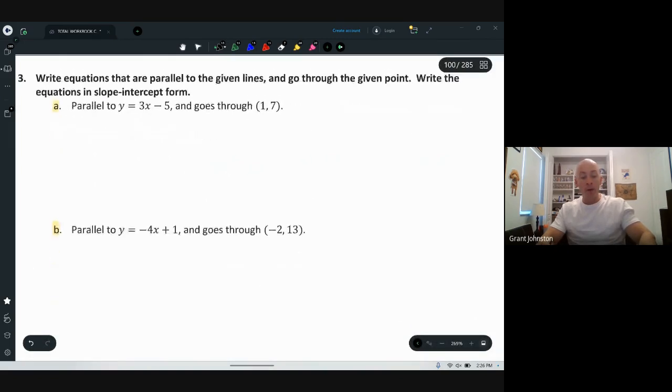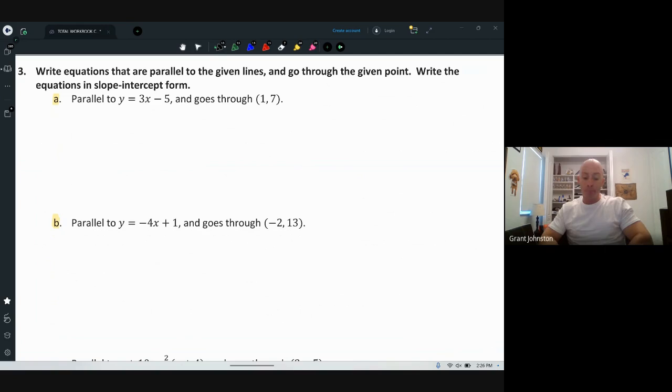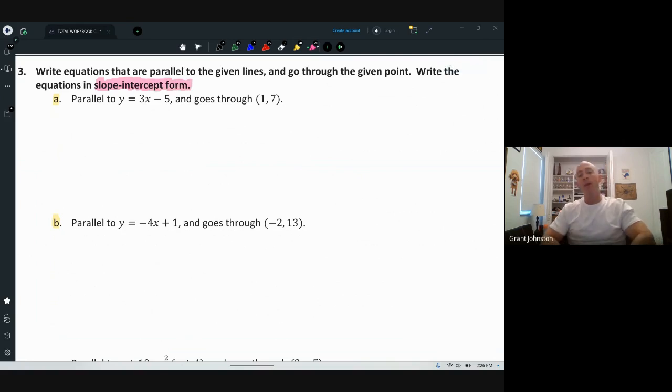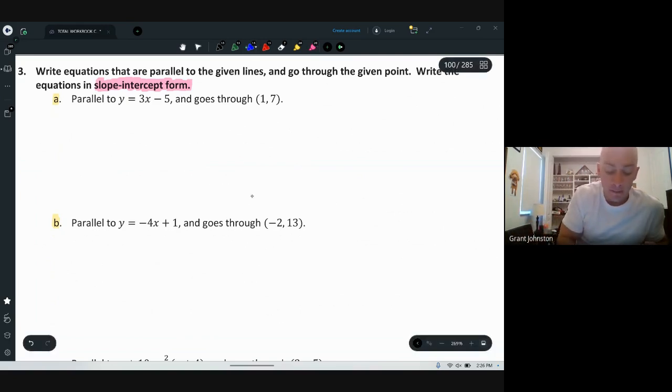Okay. Number 3 says write equations that are parallel to the given lines and go through the given point. But it says write the equations in slope-intercept form. And there's a couple ways to do that, but I'm going to show you just one of those ways. So parallel to y equals 3x minus 5. So it needs to have the same slope as y equals 3x minus 5. So it must have this slope of 3. And it must go through this point.